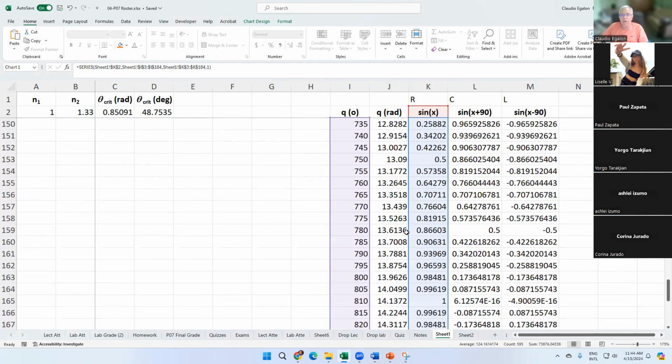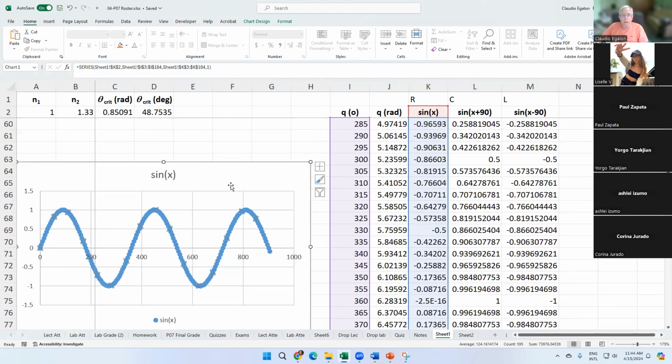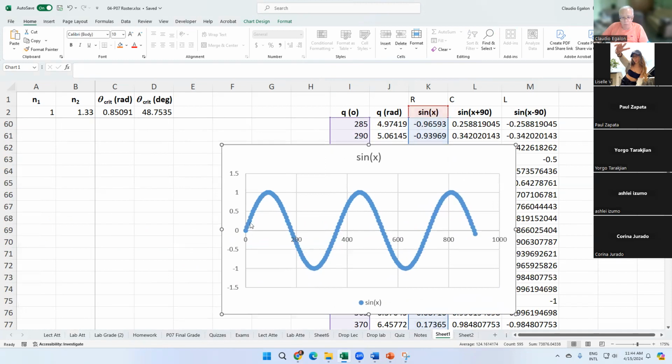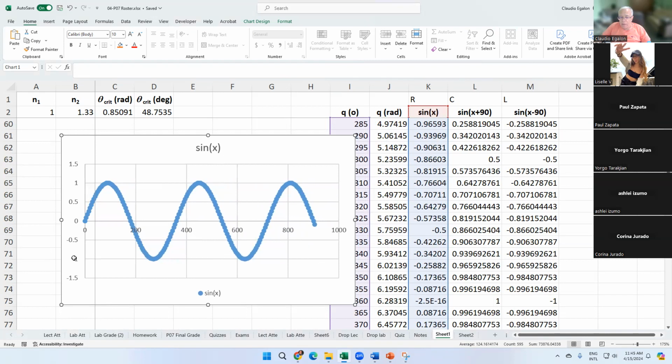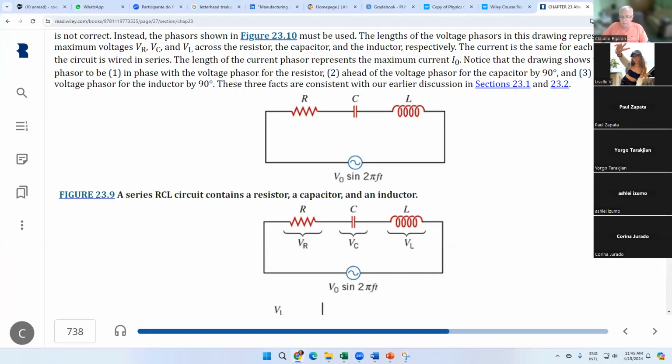Okay. Think about this function right here. Notice that the amount of time that the voltage stays positive is equal to the amount of time that the voltage stays on the negative side. Consequently, when we take an average of this function, of a sinusoidal function, cosinusoidal function, we end up getting 0. Okay? So here you go.